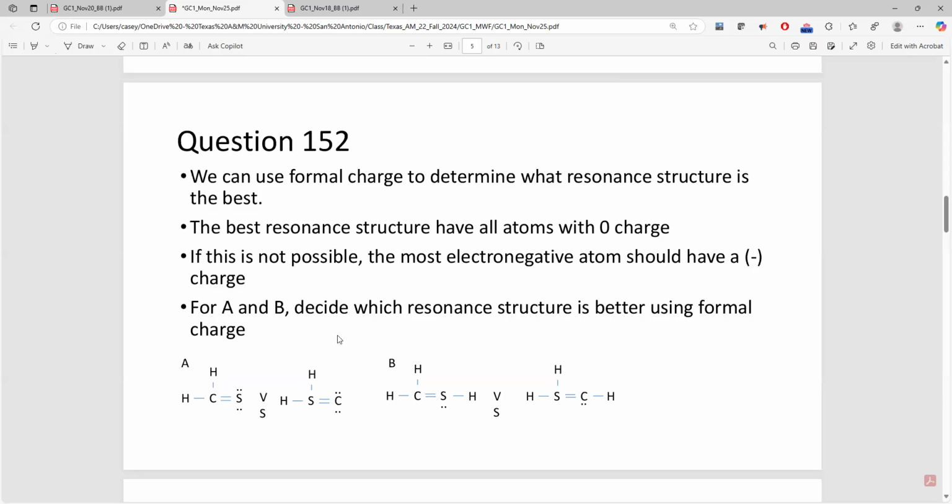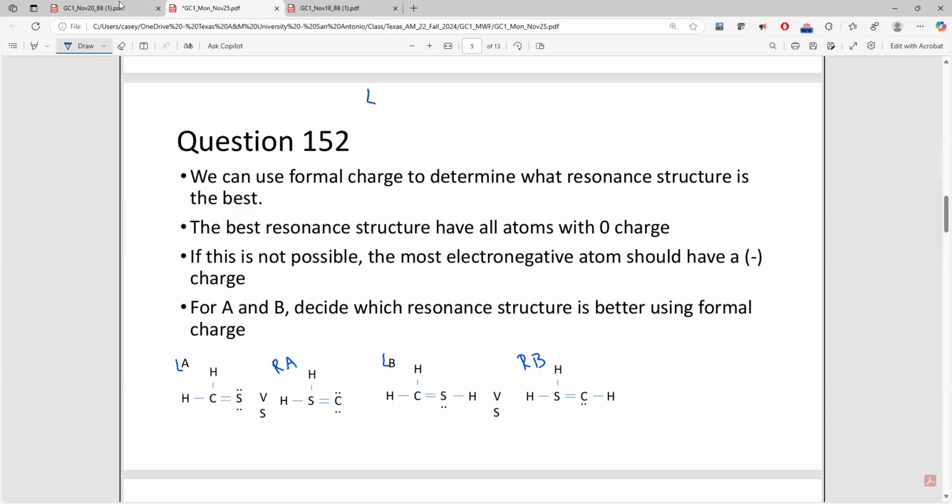I want you to pause the video and try this because your test is next week and this is material that will be on it. But I'm going to go through it right now. So yeah, if you haven't done it yet, please try. But we're going to call this left A and right A, left B, and right B.